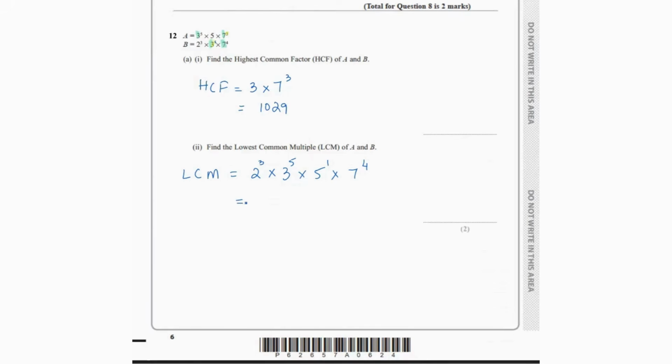So now you can just plug them in the calculator and give the final answer. 2 cube times 3 to the power of 5 times 5 times 7 to the power of 4. That's 23337,720. So once again, either you can leave it in the prime factor form or give the final answer. Both ways it's going to be correct. Make sure to remember the distinction between HCF and LCM. If you mix it up, you're going to lose these very scoring marks for no reason.